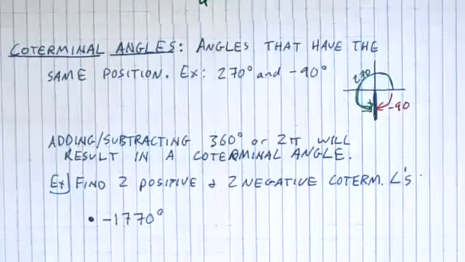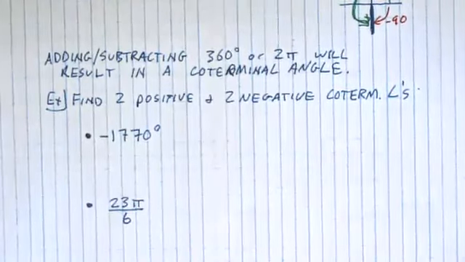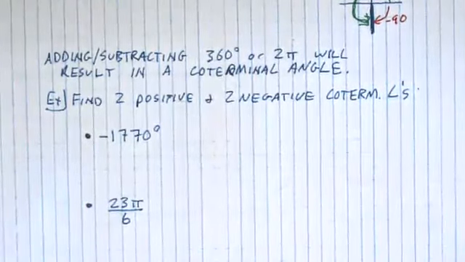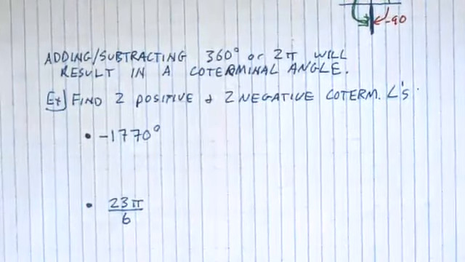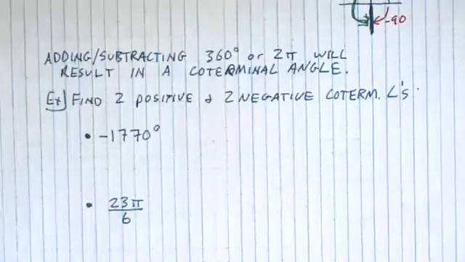So I'm going to skip down here to these examples. And what I'm going to ask you to do in these problems is to find me 2 positive and 2 negative coterminal angles. There is a similar problem to this on last year's chapter 4 test. It may be useful to have your calculator out.